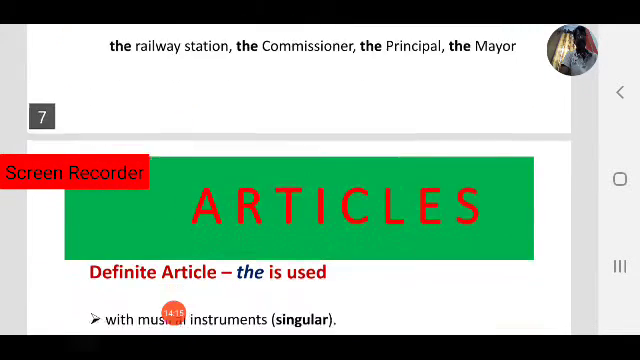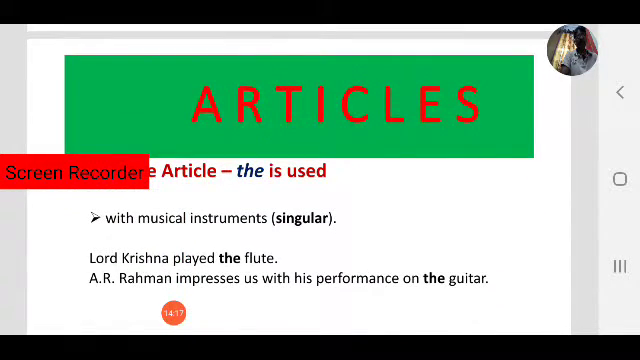Next, let us see another rule. Note down all the rules, because they are important, especially in correction of errors. From an examination point of view, in correction of errors, you may make a lot of mistakes using articles, where we have to use a and an, which we have already discussed, and the definite article the. These are some rules.